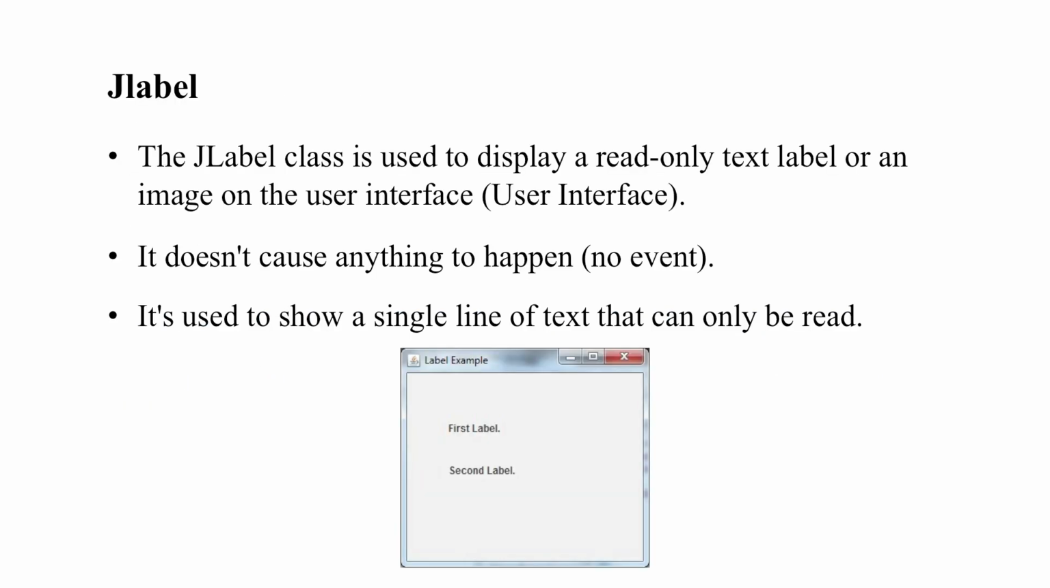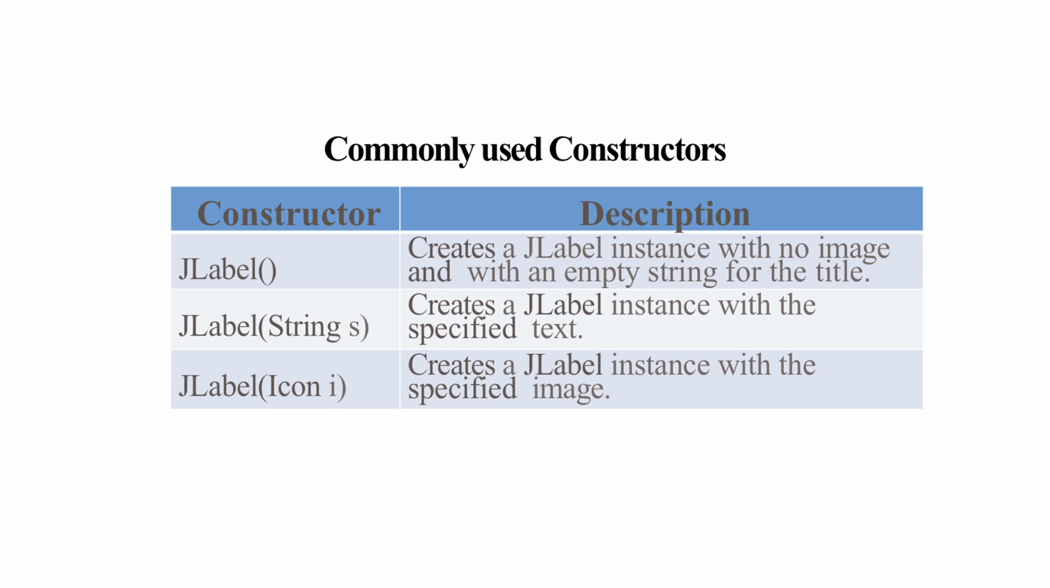JLabel, this is another component for Java Swing. JLabel is used to display a read only text label, just to make a label or show an image. As I told you, we can give images also over there. It doesn't cause any event, it shows a single line, just a label only, just for displaying text. So the commonly used constructors are JLabel(String s) with the text, and JLabel(Icon i) with the specified image. In the first one, no image and no text is there.